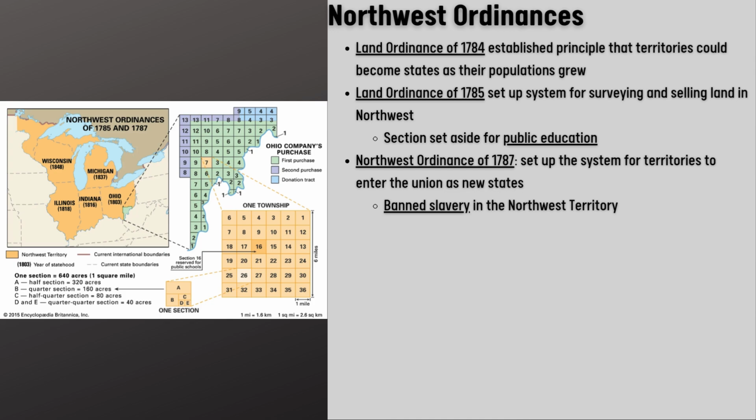Significantly, it prohibited slavery in the Northwest Territory, setting a precedent for the future. This was a bold and progressive step at the time. These ordinances collectively shaped the growth of the nation, balancing expansion with the principles of governance and equality.